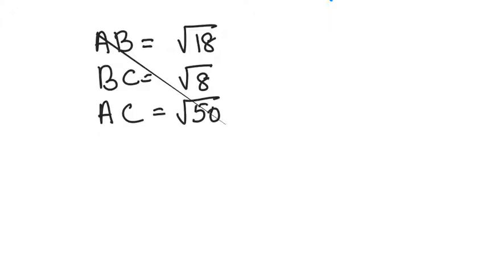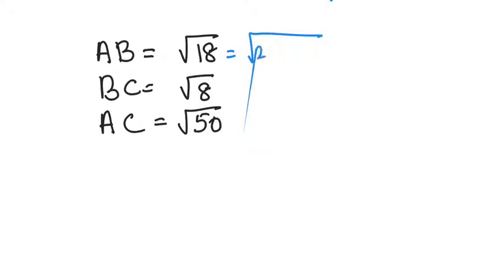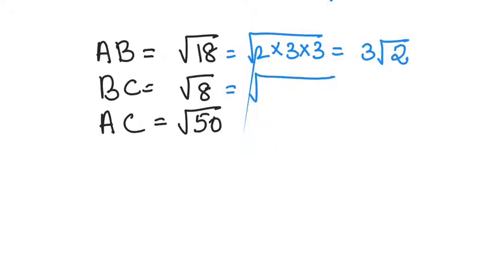Sadly we cannot add them, that is AB and BC, to find AC. We have to simplify the roots so that we can add them. So let's simplify. Root 18 can be written as root of 2 into 3 into 3, and since 3 appears twice, we can take 3 out and root 2 stays inside. Root 8 can be written as 2 into 2 into 2. So we can take a pair of 2 out, remaining 2 stays inside.